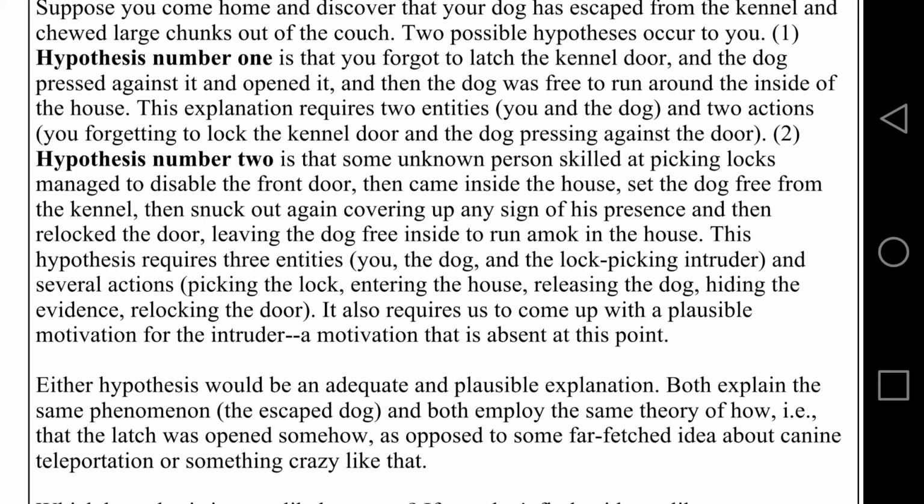This hypothesis requires three entities, you, the dog, and the lock-picking intruder. Several actions, picking the lock, entering the house, releasing the dog, hiding the evidence, relocking the door. It also requires us to come up with a plausible motivation for the intruder, a motivation that is absent at this point.